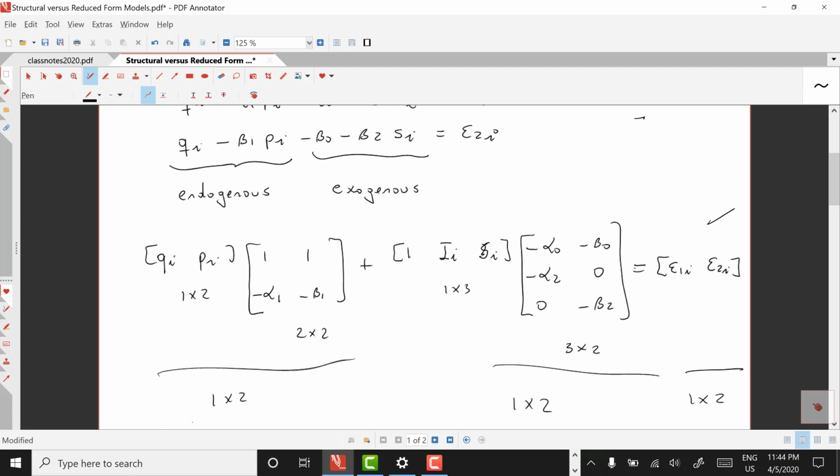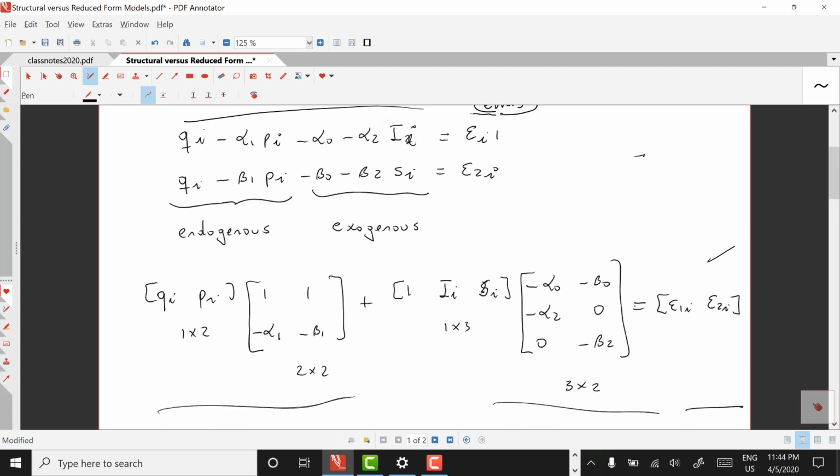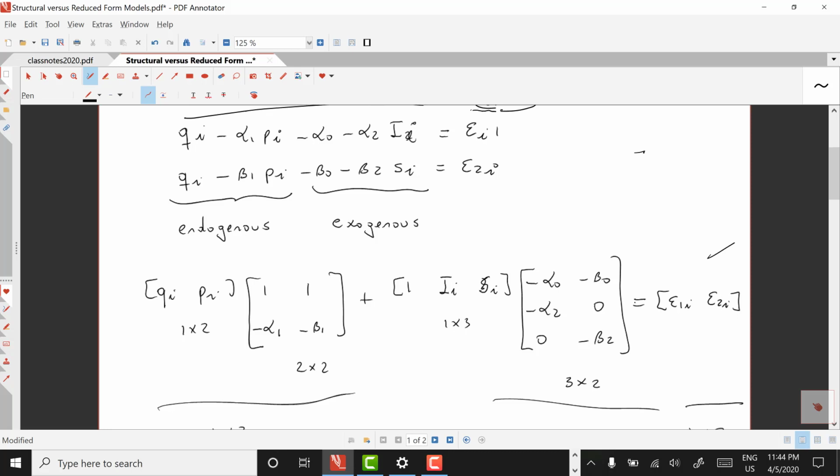So we have Qi, Pi, and so all the coefficients now are a matrix. And here we also have, including the intercepts.